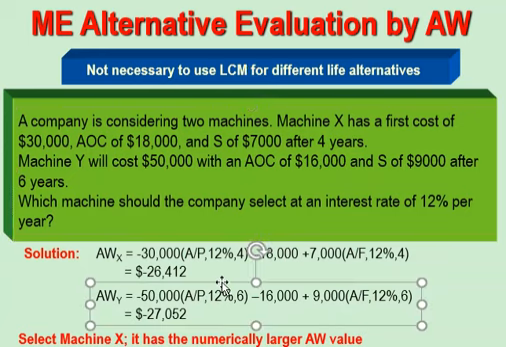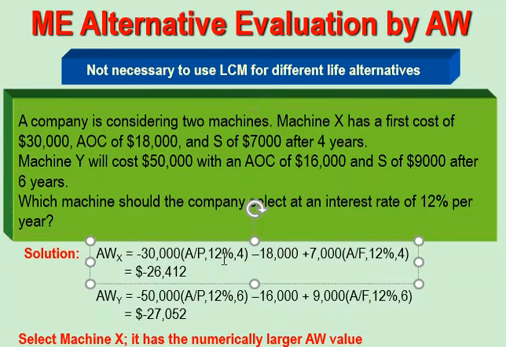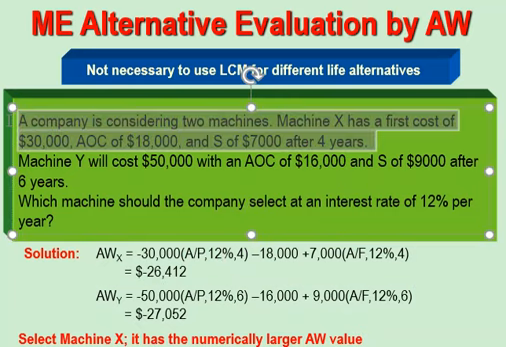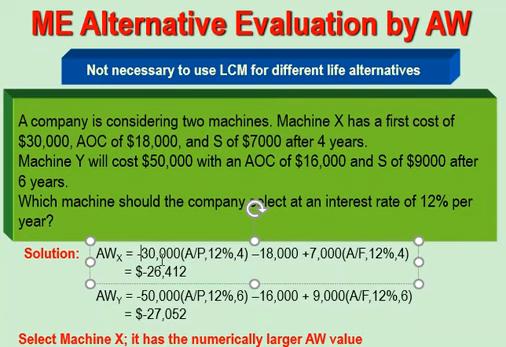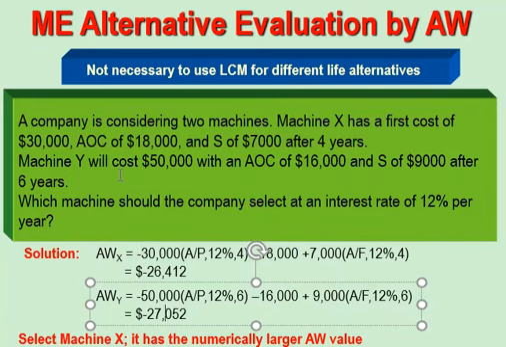If I'm using AW, I don't have to worry about how many life cycles. I just say, get me the AW of this, and the AW is per the cycle given. What's the cycle here? 4. Good enough, no need to do LCM. And then the second machine, how much is it per year for the whole life cycle? You do it.